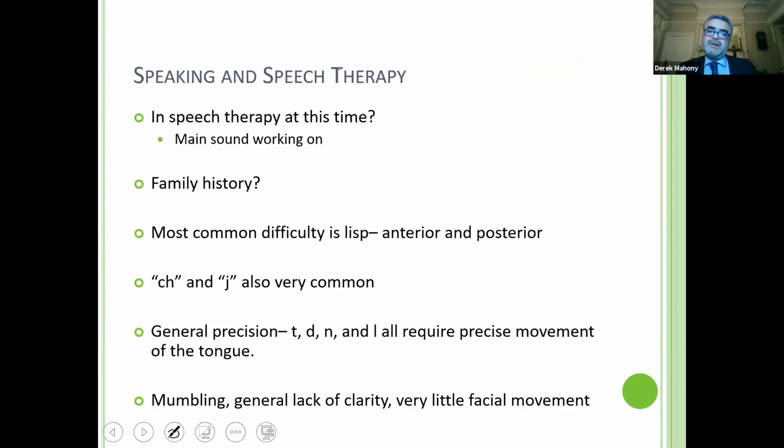So what I ask in my orthodontic consults is any history of speech therapy, because that alerts me straight away. The most common difficulty is going to be a lisp, both anterior and posterior, and we'll talk about anterior and posterior tongue ties later in the lecture.